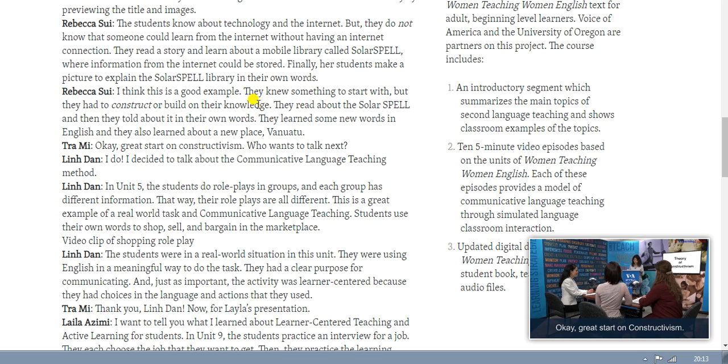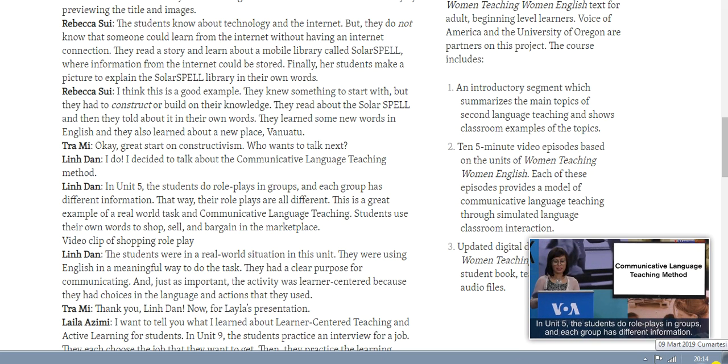Okay, great start on constructivism. Who wants to talk next? I do. I decided to talk about communicative language teaching method. In Unit 5, the students do role plays in groups, and each group has different information. That way, the role plays are all different.